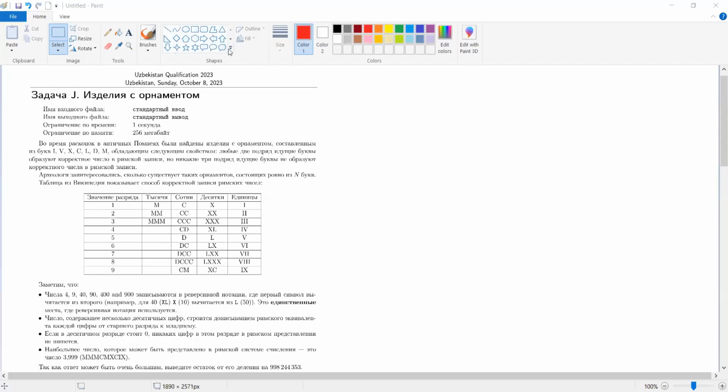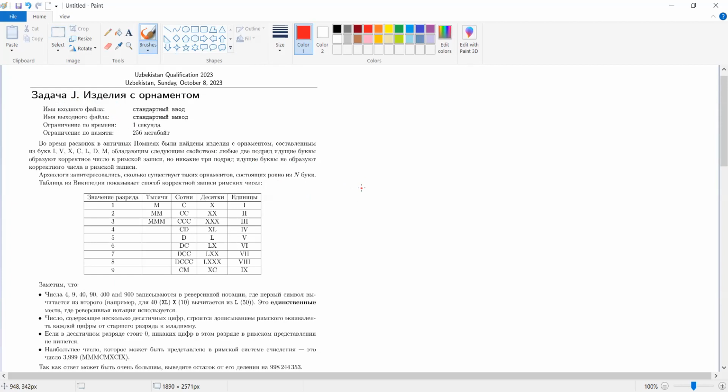Hello, so today we will look into the task that our teams had on 8th of October. The task is to find the number of ornaments of a given length.